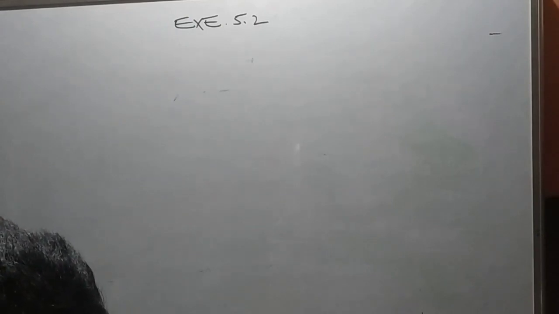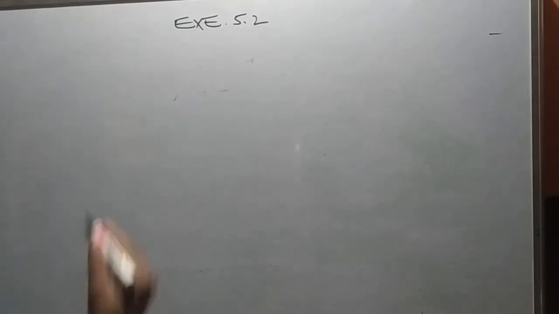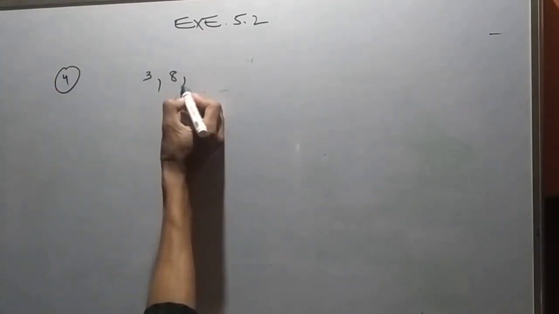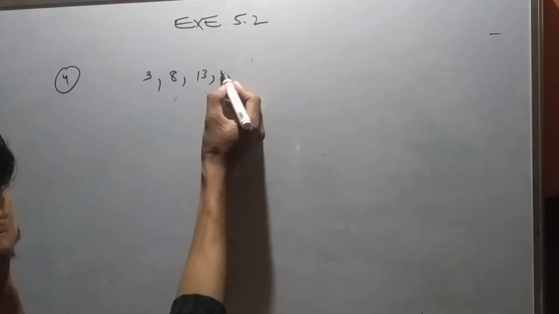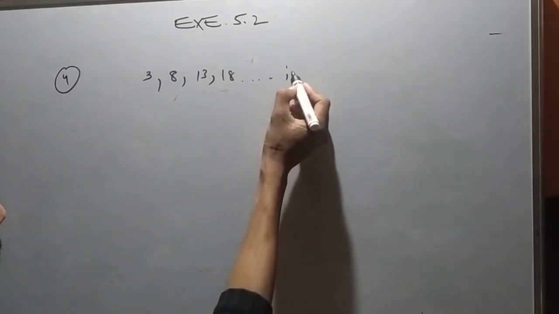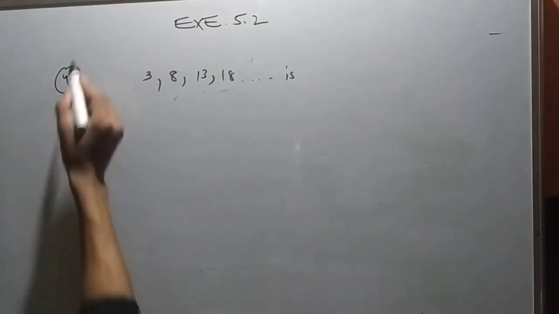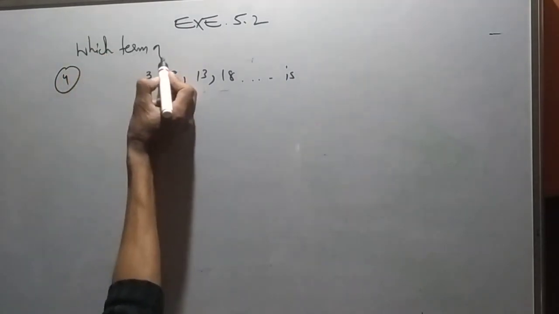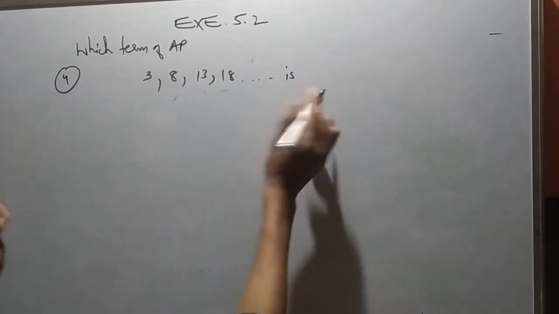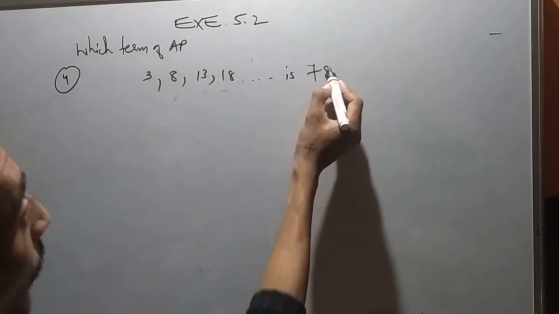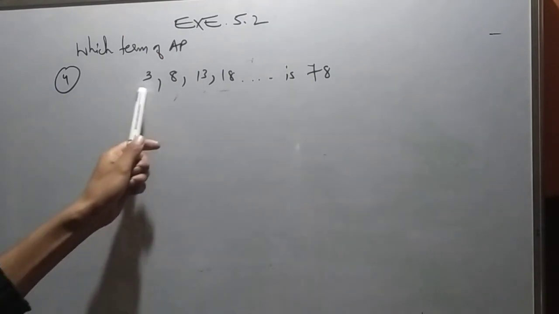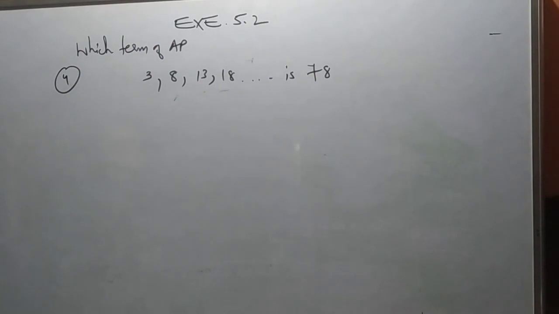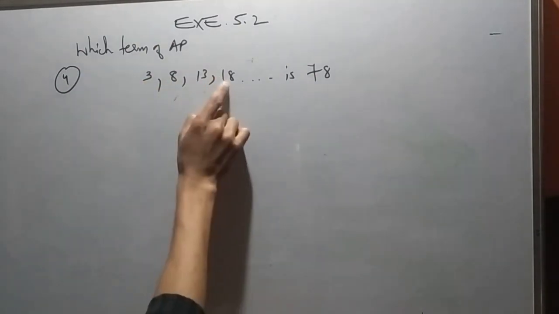Okay, which term of the AP 3, 8, 13, 18, and so on is 78? In the AP 3, 8, 13, 18, dot dot, we need to find which term is 78.